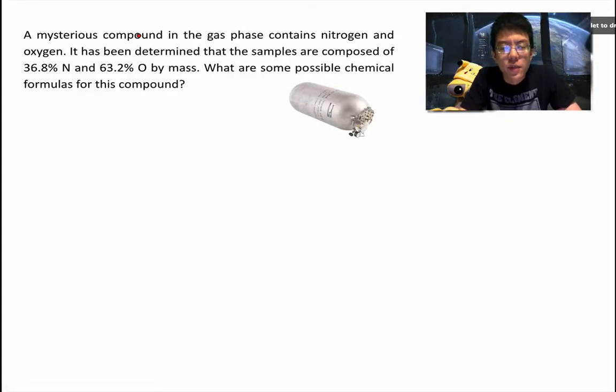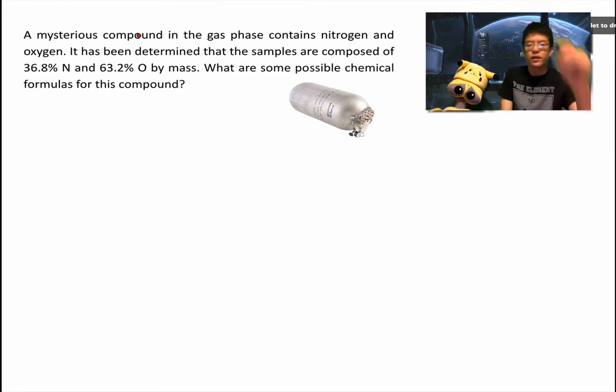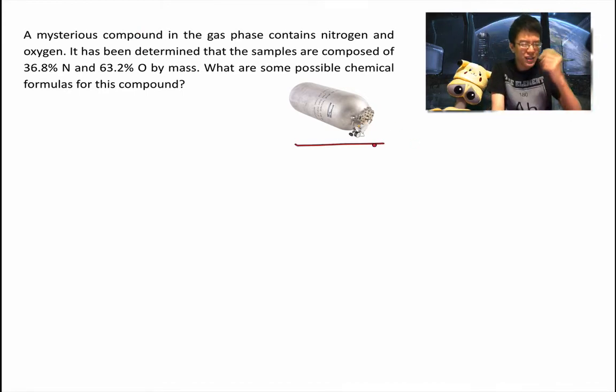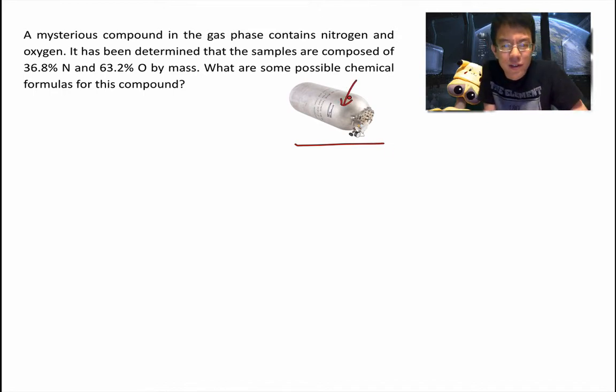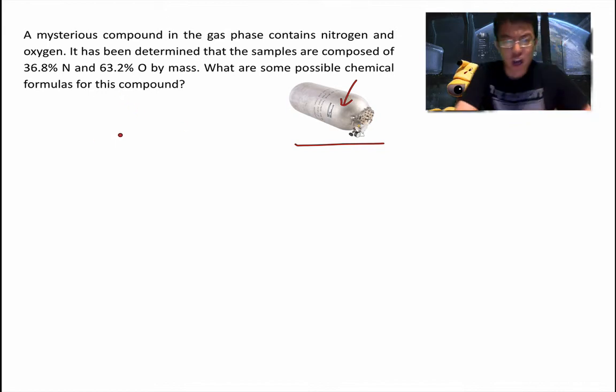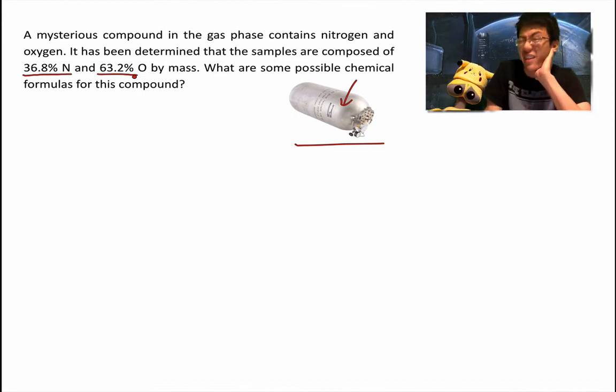Greetings, ACT Specialist. Commander King here, and I'm looking at this gas tank that I have, and I don't really know what gas is in there, and I'm kind of concerned because I don't want it to explode or be anything dangerous. What I was able to determine after some analysis was that it contained 36.8% nitrogen and 63.2% oxygen by mass, and I know it's some type of gas.